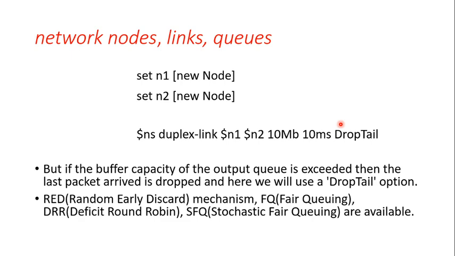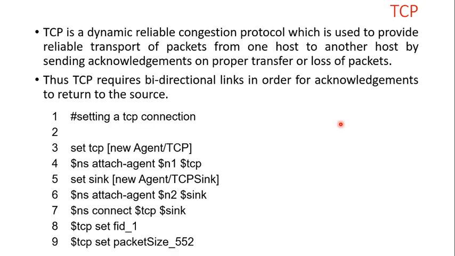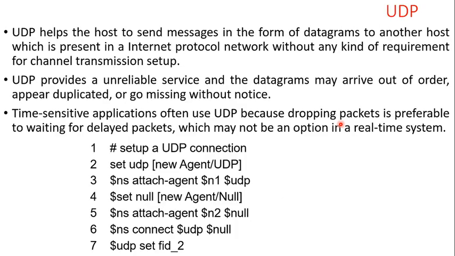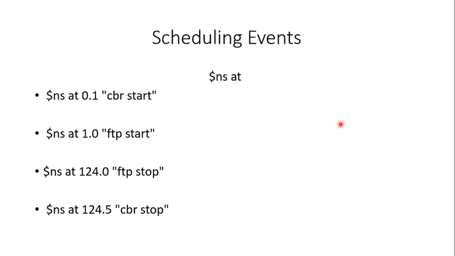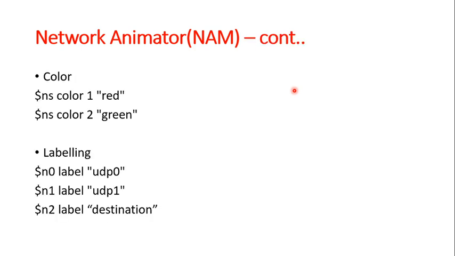How to create the nodes, how to connect them using links, how to initialize the queue and queue handling mechanism, and how to set the maximum size of the queue. What are the agents, TCP and UDP agents, how to create them, and how to create the application: for TCP it is FTP, for the UDP agent it is the CBR application. Coming to scheduling, using the simple at keyword you can schedule the events and initialize the NAM, the network animator, with respect to setting the position, color, and labeling we saw.